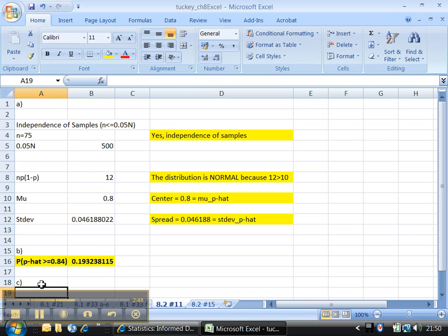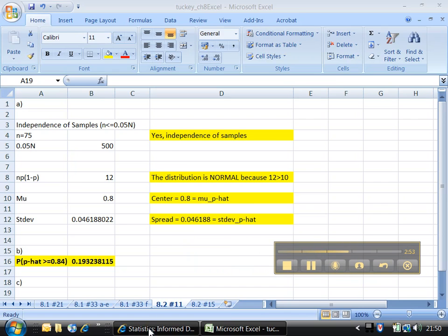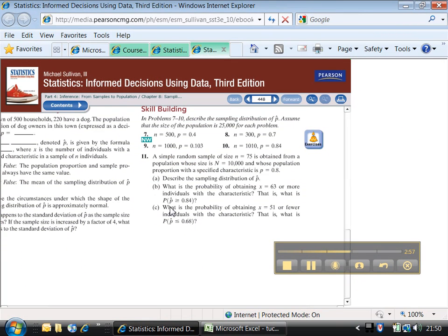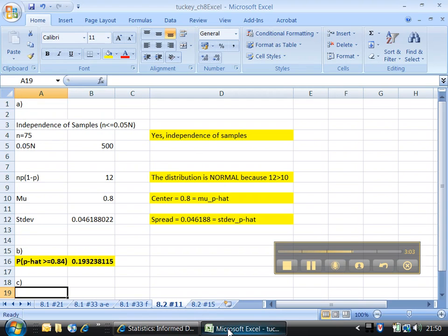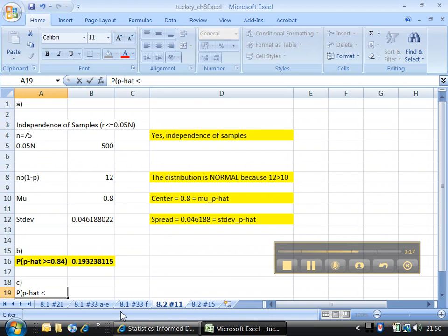All right, C. C is going to be, oops, I got to move my video thing. It's in my way. All right, C is probably going to be another probability question. It is, okay. This one's, what's the probability that x equals 51 or fewer? Okay, well, fewer is actually easier to calculate because the norm dist function on p hat, excuse me, p hat less than or equal to 0.68.